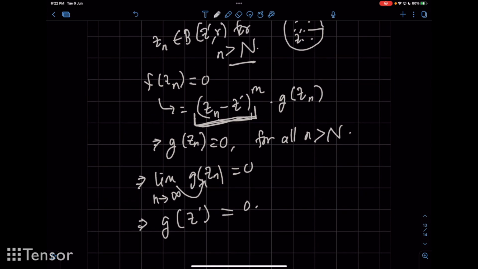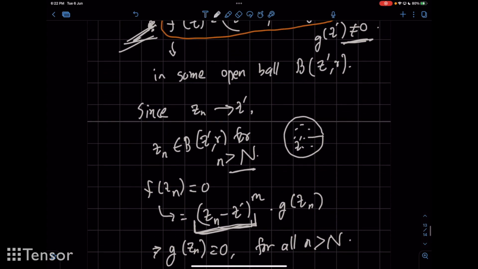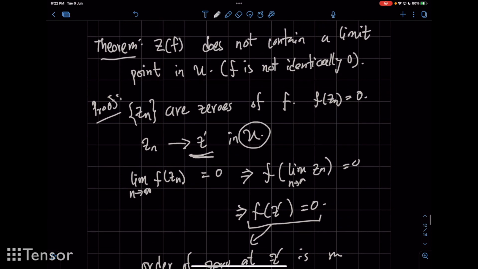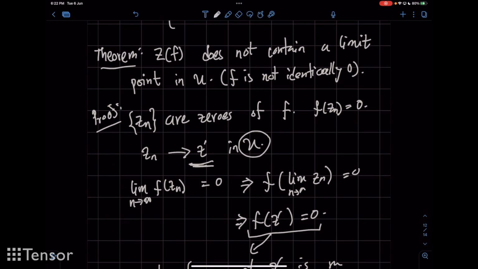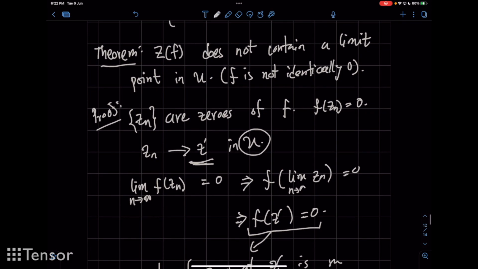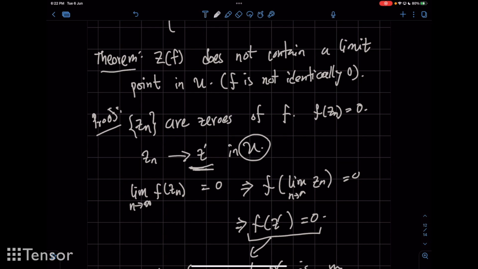Okay, is the proof clear to everyone? So that means if my holomorphic function is not constant, then its zero set cannot contain a limit point. Oftentimes we say those sets that do not contain a limit point, we call those sets discrete sets. So the zero set of a holomorphic function is a discrete set.